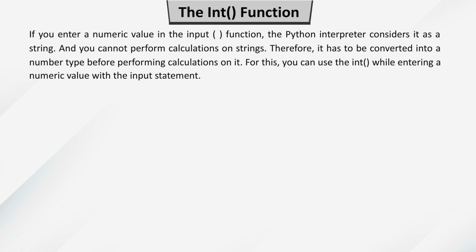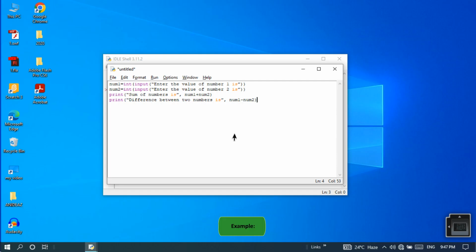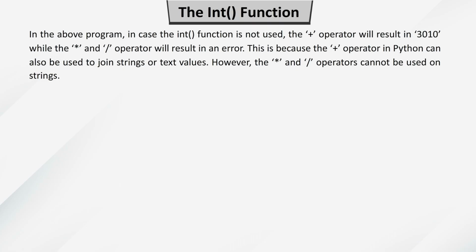Therefore, it has to be converted into a number type before performing calculations on it. For this, you can use the int function while entering a numeric value with the input statement. The int function converts a specified value into an integer. Example output. In the above program, in case the int function is not used, the plus operator will result in 3010, while the star and slash operators will result in an error.